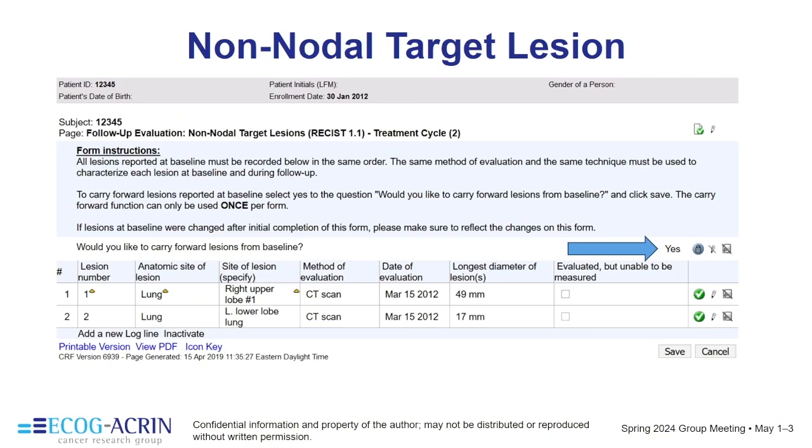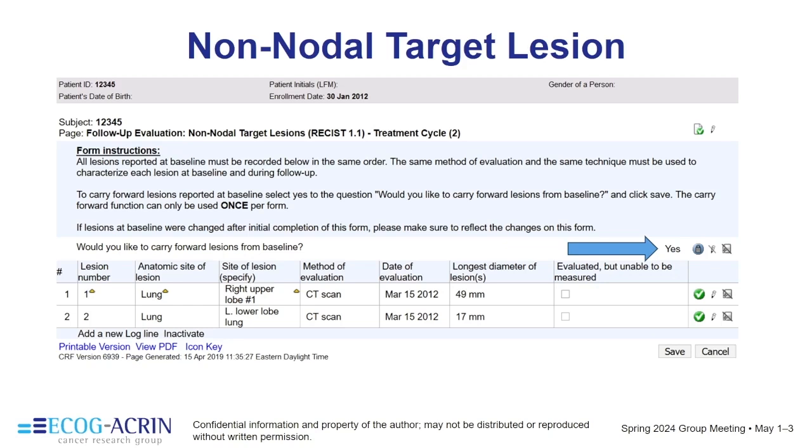So the non-nodal target lesion form, what's both good and bad about the follow-up form is you can select, would you like to carry forward the information from baseline? This is useful because it will keep your information on the lesion number, the anatomic site, and the site specified the same as it was reported at baseline. The one problem with this is you can only use it once.